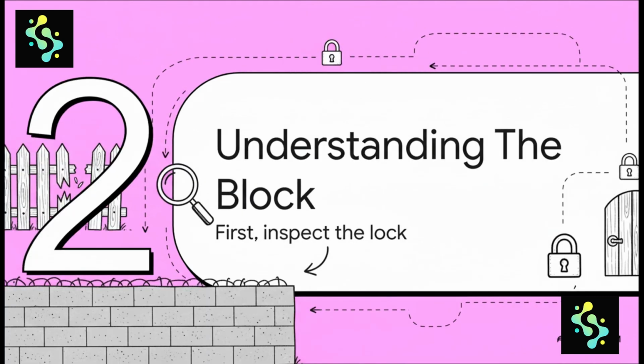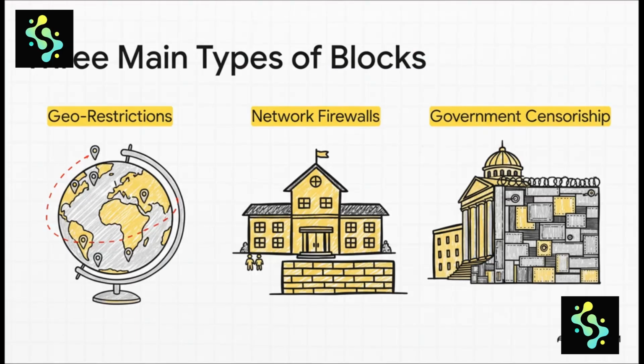So this is probably the most crucial part. You just can't bypass a block if you don't know what kind of block it is. Is it a simple little picket fence, or are we talking about a fortified concrete wall? See, before you can even think about picking a lock, you got to inspect it first. So let's break this down.